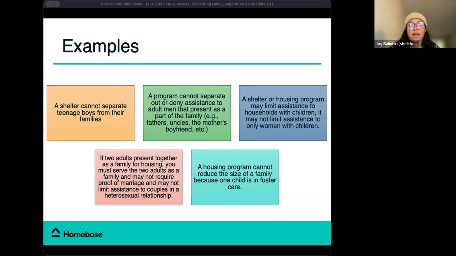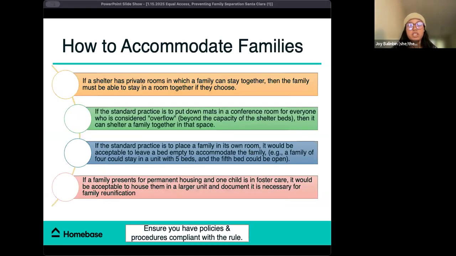Okay, one more slide, I think, and then I will stop for questions. So, in terms of different examples of accommodating families, ways to problem solve around that: if a shelter has private rooms in which a family can stay together, then the family must be able to stay in that room together if they choose, so they can be served together.